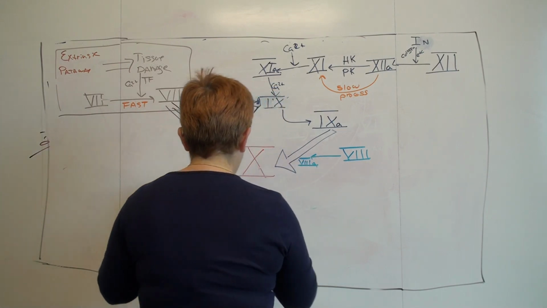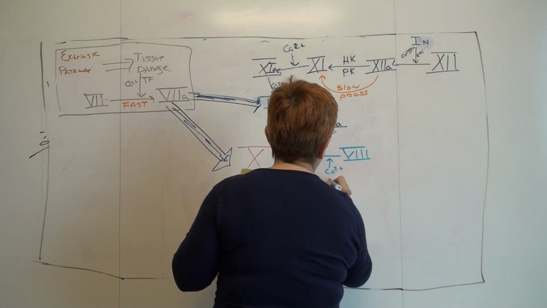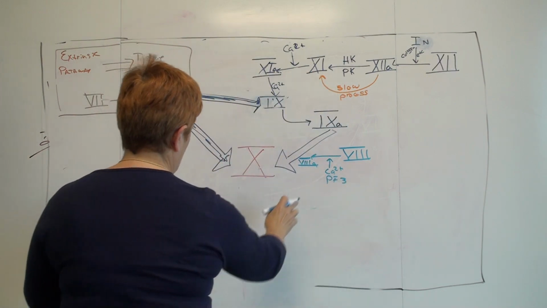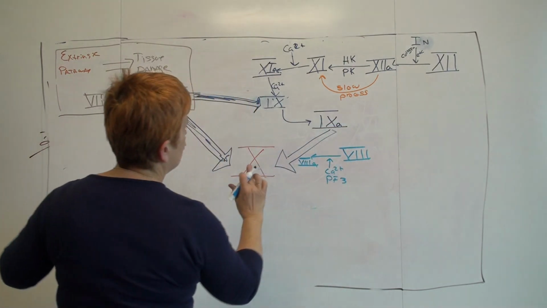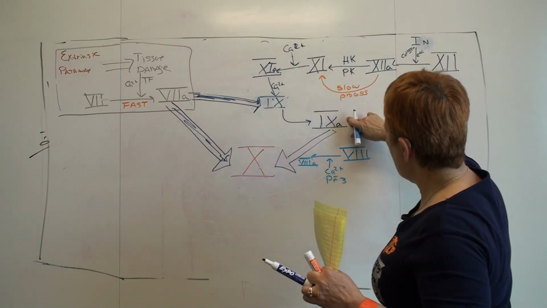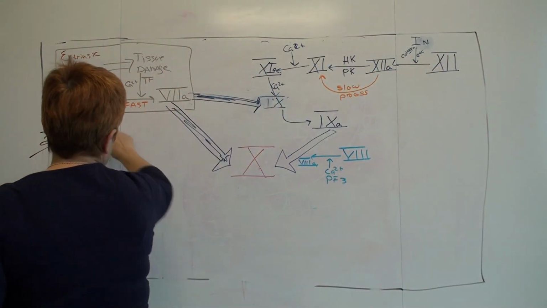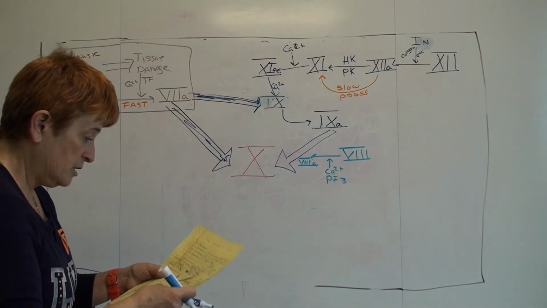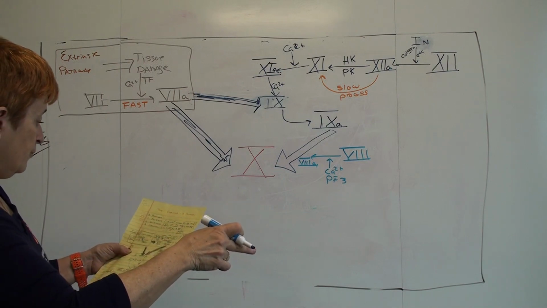Okay. And in order for this to work, I need calcium and I need my platelet factor 3. Okay. So in order for 9 to get to 10, I need 8. So intrinsic 12, 11, 9, 8, 10. Extrinsic 7 to 10, but it helps in the intrinsic pathway at number 9. Very good. We got that.